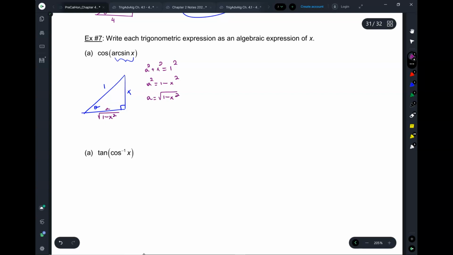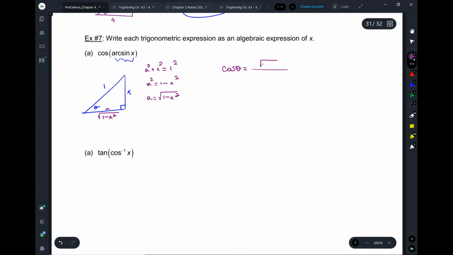Okay? Now, you can figure out this pattern, guys. If you're missing a leg, it's always going to be the square root of the larger number squared minus the smaller number squared. Larger number squared minus the smaller number squared. Okay?